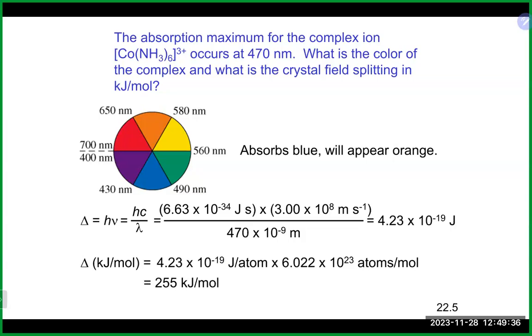So here we want to know: the maximum absorption for a complex ion occurs at 470 nanometers. This is the same idea as when we use our spectroscope, or whatever they call that thing, the little graph there, the highest wavelength. We want the maximum absorbance so that all of our values fall right on the scale and not off the scale. It occurs at 470. What is the color of the complex ion and what is the crystal field splitting?